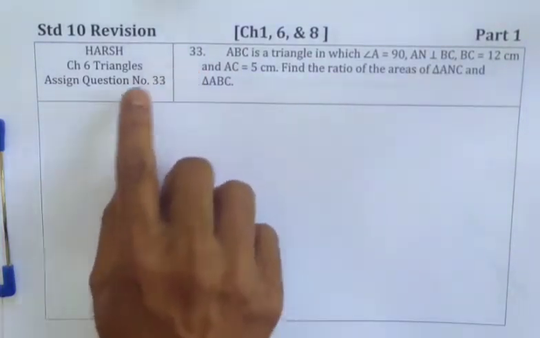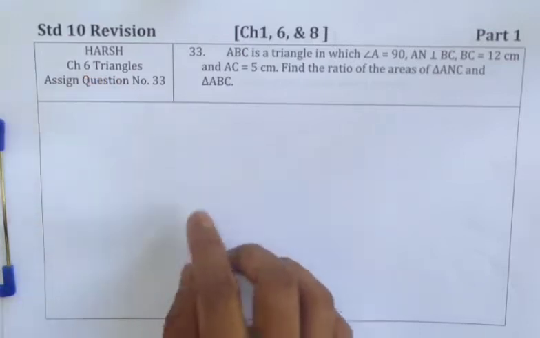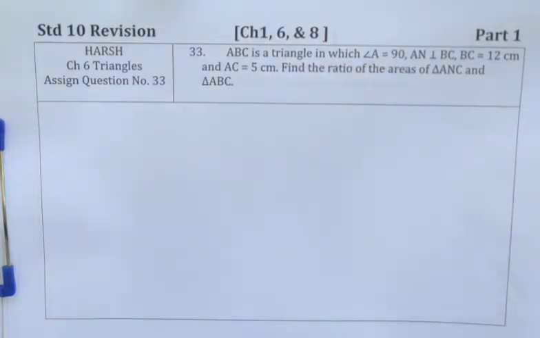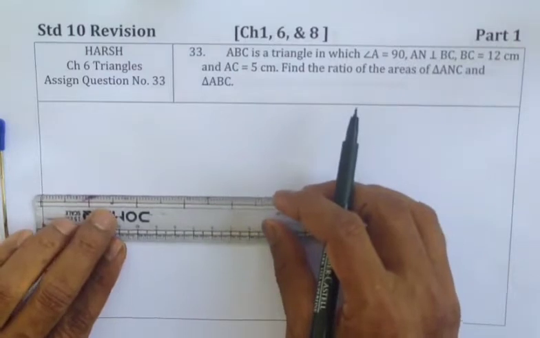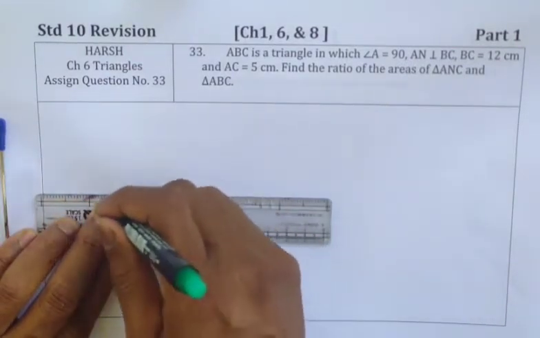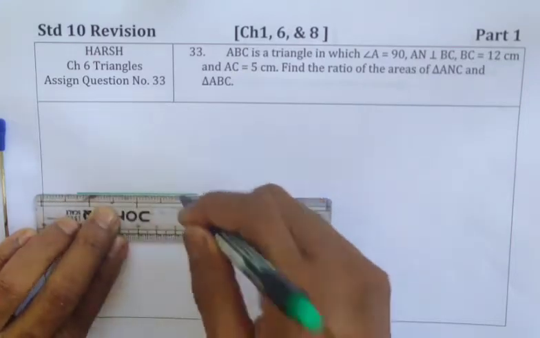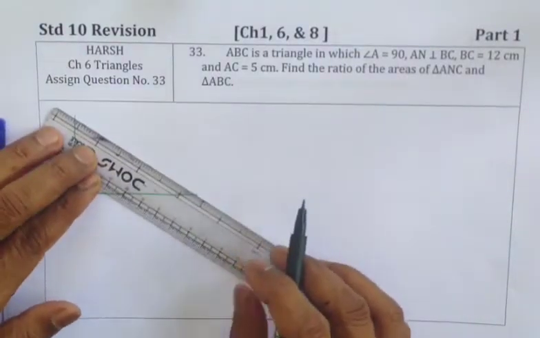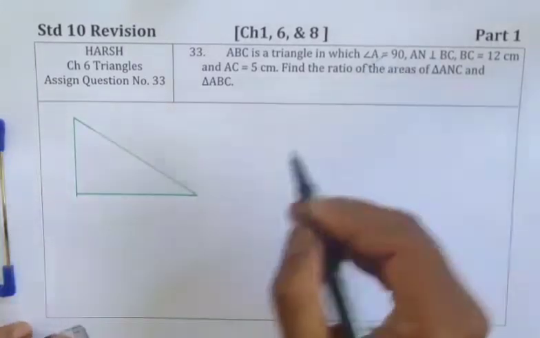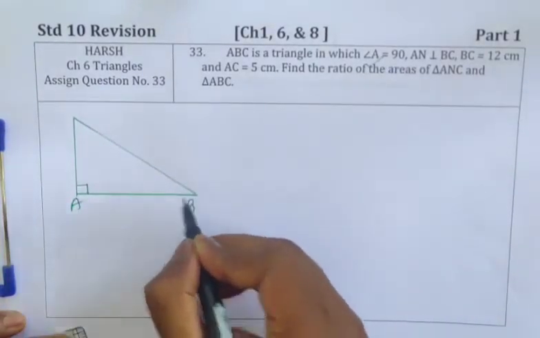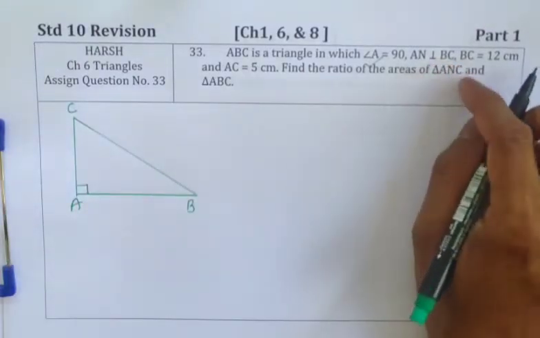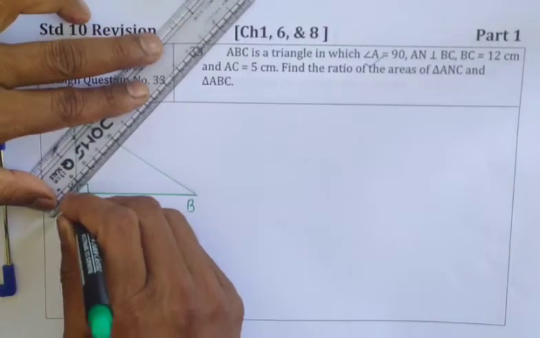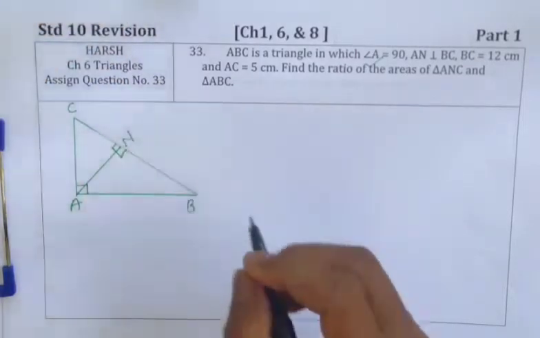All right. Number 33 from assignment, okay, of chapter 6. Triangle ABC is a triangle in which angle A is a right angle. Let me draw that, okay? I should have drawn it before so that time could be saved. Anyway, you will learn how to draw the triangle, correct? It's a right angle triangle. And which is right angle? A. So this is A. Let's say B here and C here. AN is perpendicular to BC. A is here, BC is here. Drop perpendicular. This AN is perpendicular to BC.